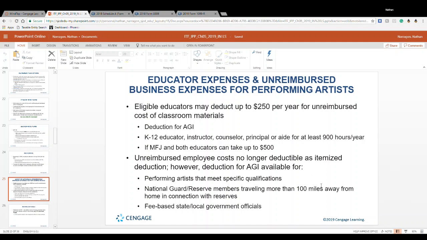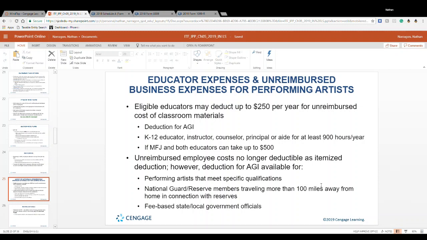Okay, unreimbursed employee costs are no longer deductible as itemized deductions. Okay, used to be we were able to deduct any unreimbursed employee cost. Now it's done. Okay, can't do it. They're only available for now for performing artists, and they have to meet specific qualifications, which we're really not going to get into. I mean, this law is still changing a lot, so we have to watch out.